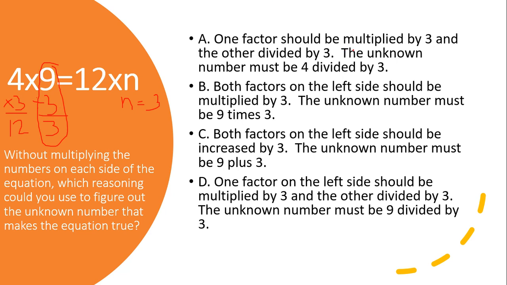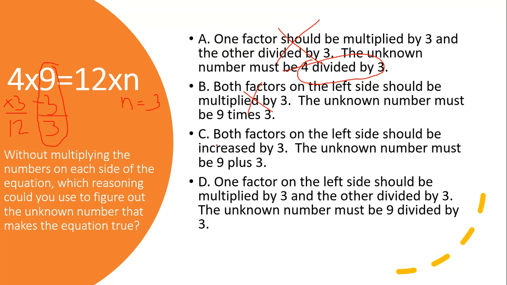That's right. This one says the unknown must be 4 divided by 3. Nope, I didn't do 4 divided by 3, so that one is incorrect. B, both factors on the left side should be multiplied by 3. The unknown number must be 9 times 3. Nope, both factors were not multiplied by 3. One was multiplied and one was divided, and we definitely didn't do 9 times 3 to get 3.